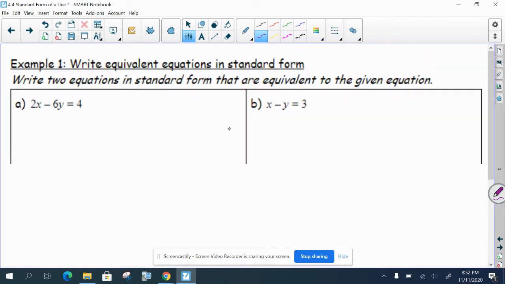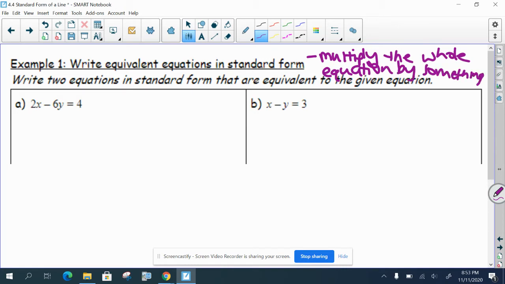All right, so let's look at some examples here of equivalent equations. This is to write two equations in standard form that are equivalent to the given equation. So in order to make an equivalent equation, all you need to do is multiply the whole equation by something. And it can be anything, anything except for 1, okay, because that's cheating.